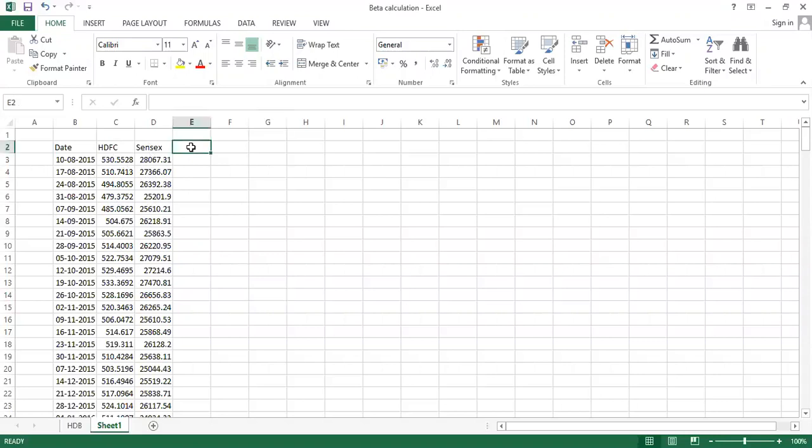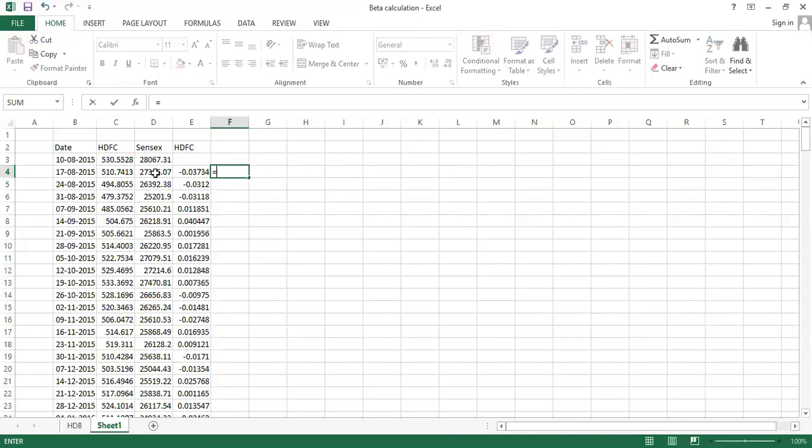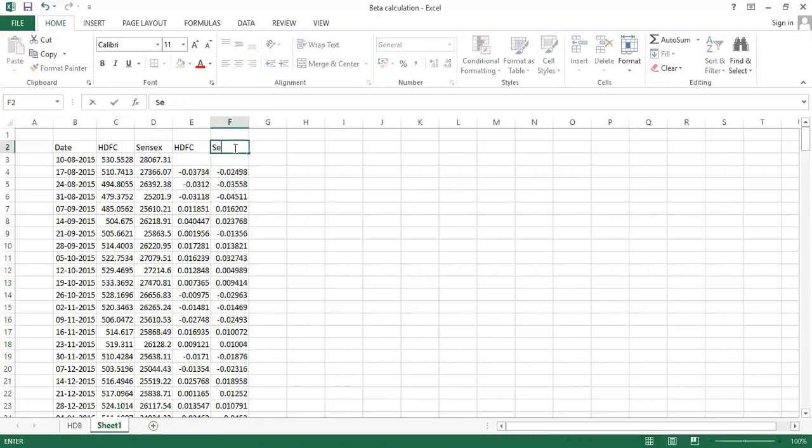So first we'll have to calculate the returns for HDFC. Returns is nothing but current price divided by previous week's price minus 1. So this will give us the returns for HDFC. Second, the same way we can also calculate the returns of Sensex. So current price divided by last week's closing price minus 1. Right, and the same way we can calculate the return for Sensex.